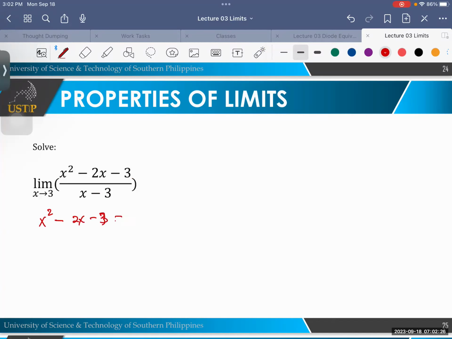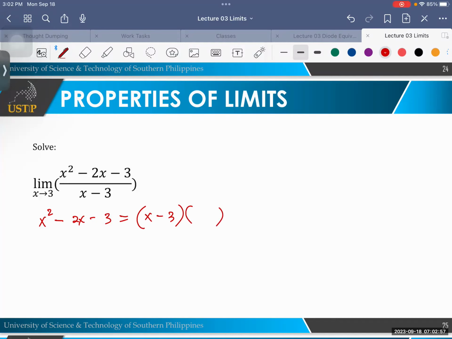Okay. So, review your factoring skills. Usually, if you are given a rational function, one of the factors of the numerator is the denominator. If not, then it is a problem. But in this case, one factor of the numerator is your denominator. So that would be x minus 3. So what could be the other factor?